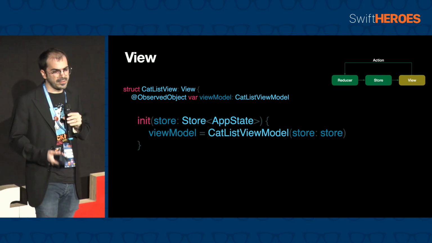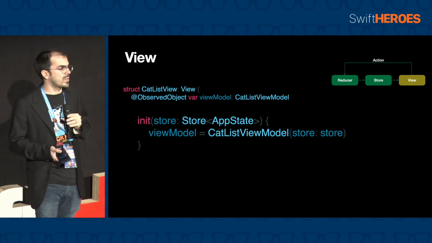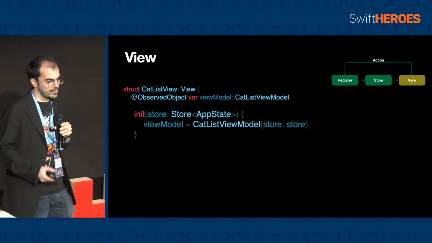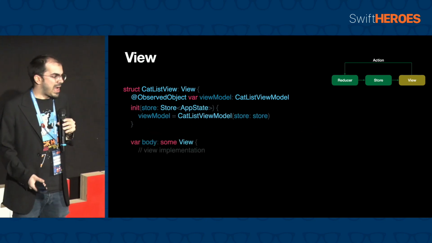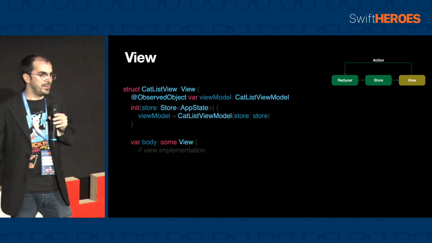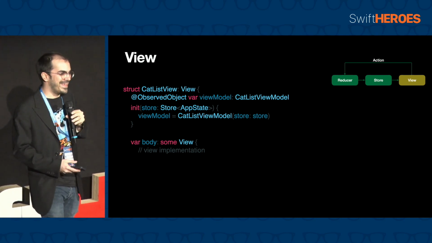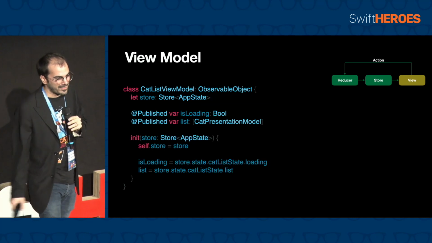And basically, inside the initializer, we create the view model, initialize the view model, passing the store. And then we have a body with some SwiftUI implementation. We already know SwiftUI, so we don't have to see that. Let's go to the view model.